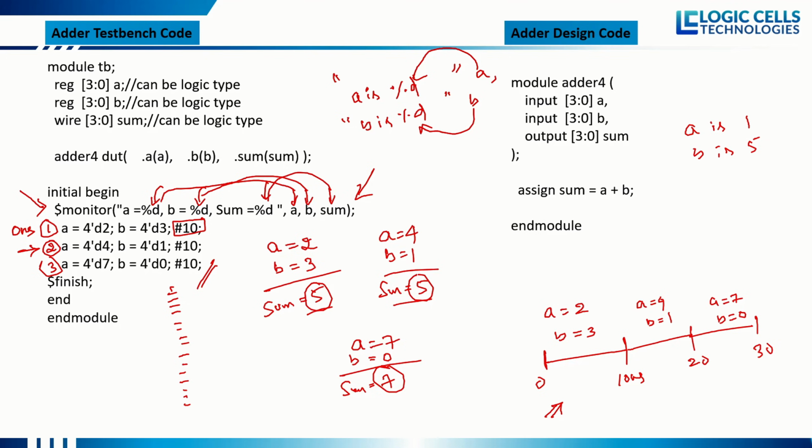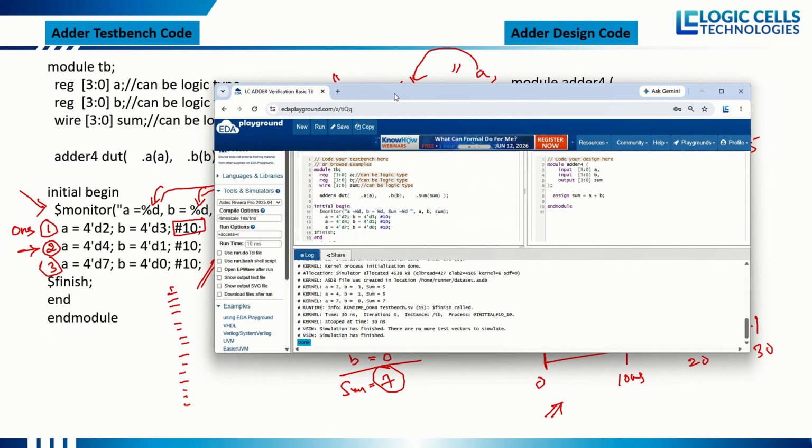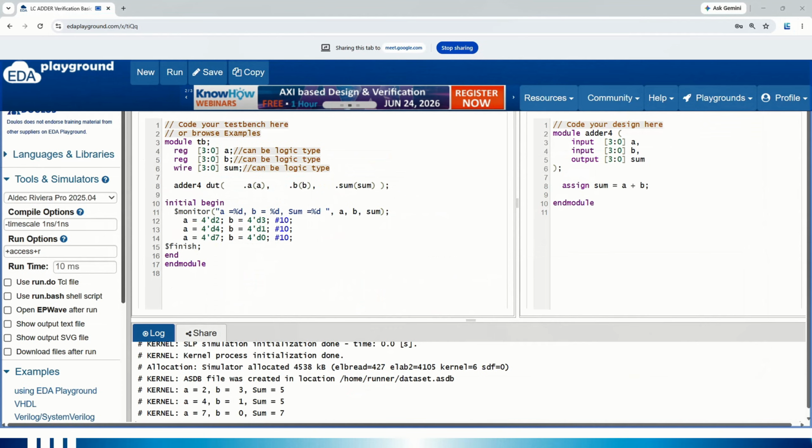Now let me take you to a simulator directly. The same code I have added here. You can look at how to use EDA Playground with this example, and also at how we will be seeing the waveform. Let's look at that. I will be sharing a different screen. Once again, what is the design we have? Just sum is equal to A plus B.